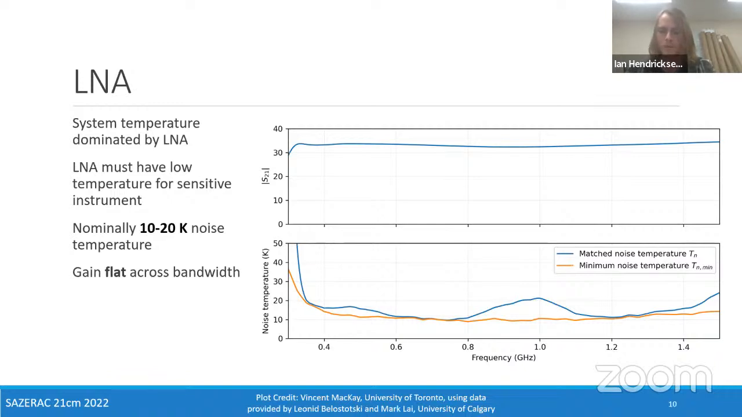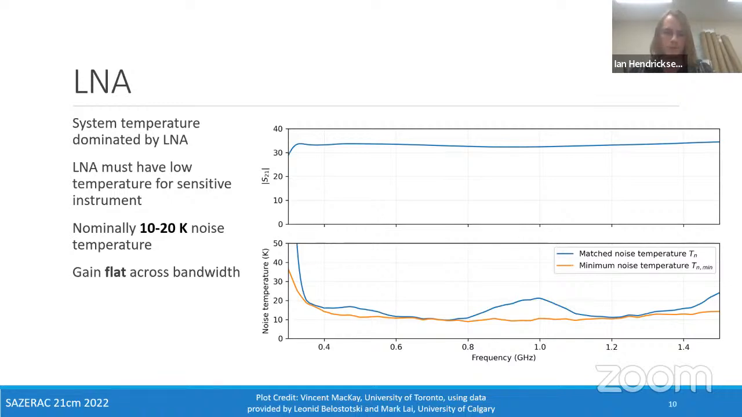So if we look at the bottom plot here, this is comparing the minimum noise temperature, Tn min, to the matched noise temperature, Tn. So the minimum noise temperature is the smallest noise temperature that could theoretically be achieved with the LNA. So it's kind of like thinking of the LNA on its own, whereas the matched noise temperature takes into effect the impedance of the feed. So there's currently efforts to try to drive the blue line closer to the orange line, which would be the ideal minimum noise temperature that we could achieve. But even so, we're still already achieving 10 to 20 Kelvin noise temperature, which is already quite low.